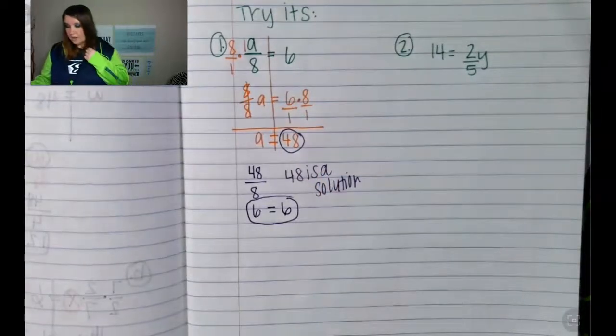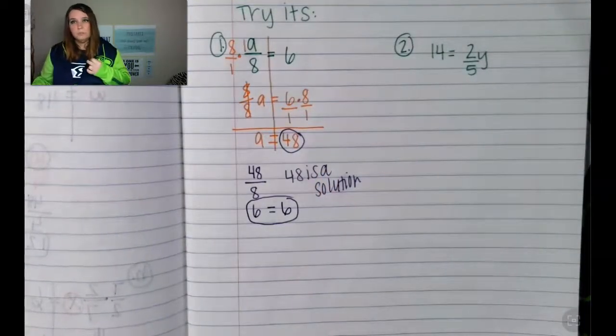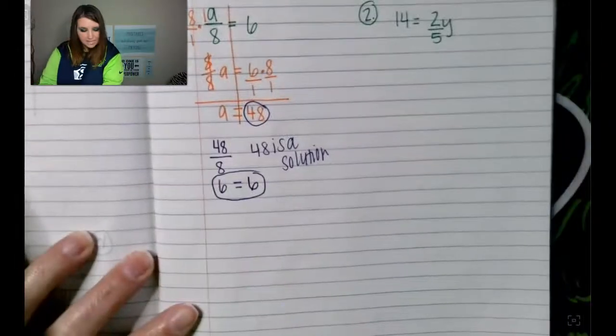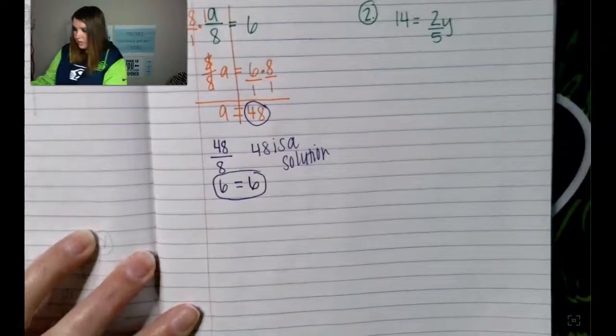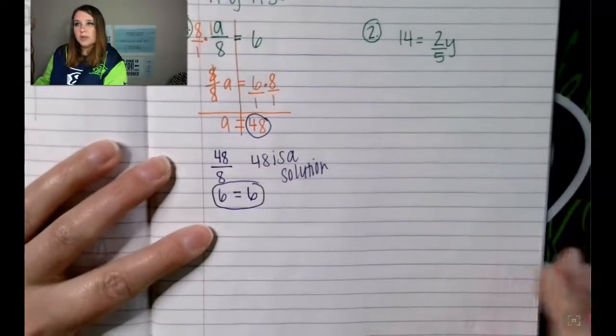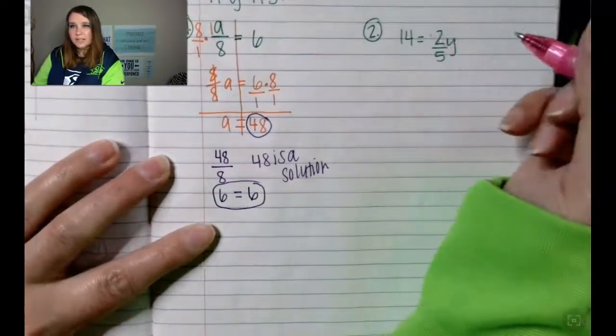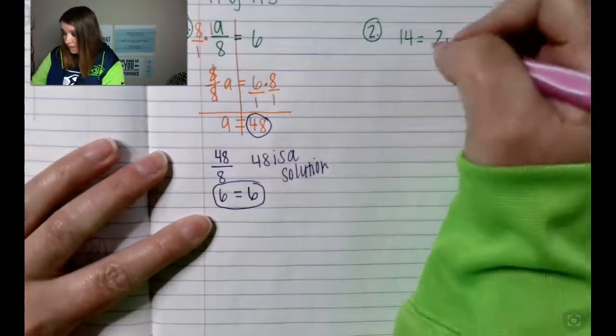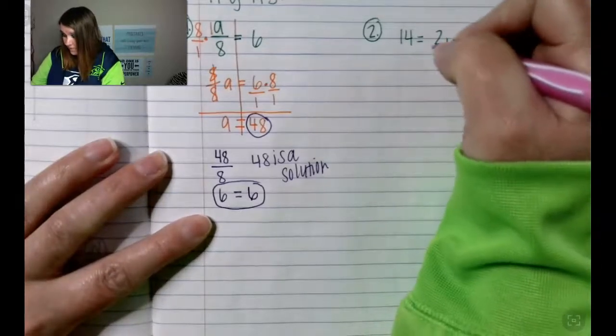Okay, there's that one. How did you do? Multiply by 8, get 48. Okay. And last but not least, a tricky one to challenge your brain because we all like a good challenge. Okay, here we go. Again, we have to find the reciprocal of this fraction to get rid of it.